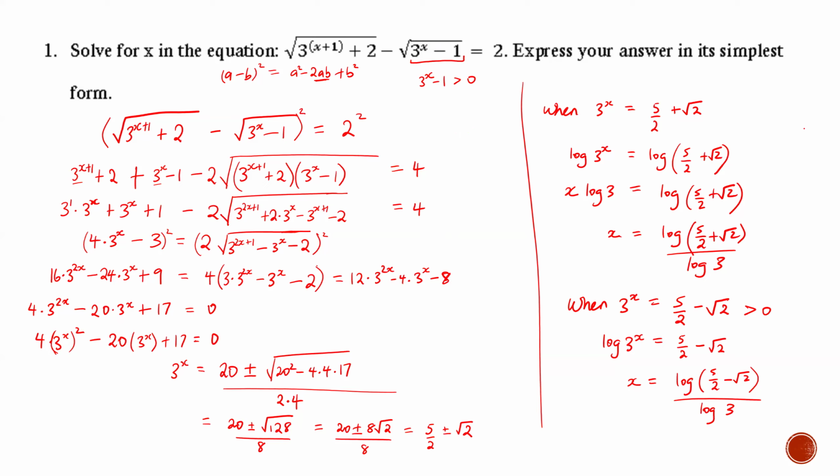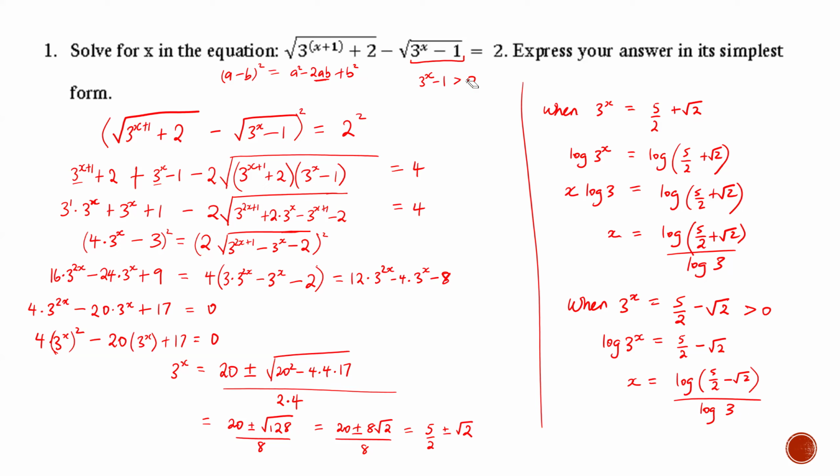So now, if we check, that means we don't just need 3 to the power x to be greater than 0, we need it to be greater than 1. Now, the first one is obviously greater than 1, like I had said, because it's 2.5 plus root 2. The second one is 2.5 minus root 2, and that's just greater than 1, 1.08. So both solutions work then.